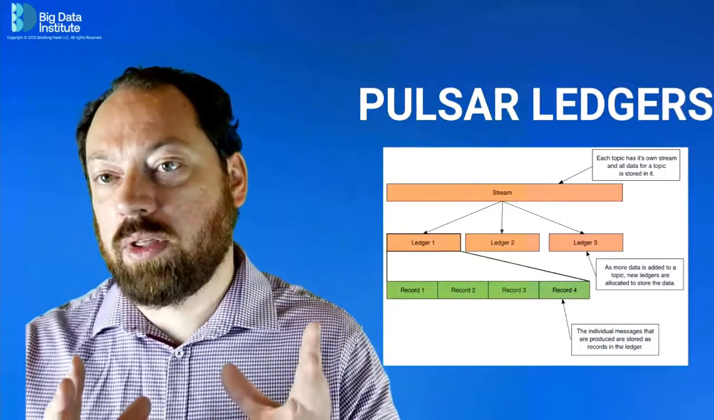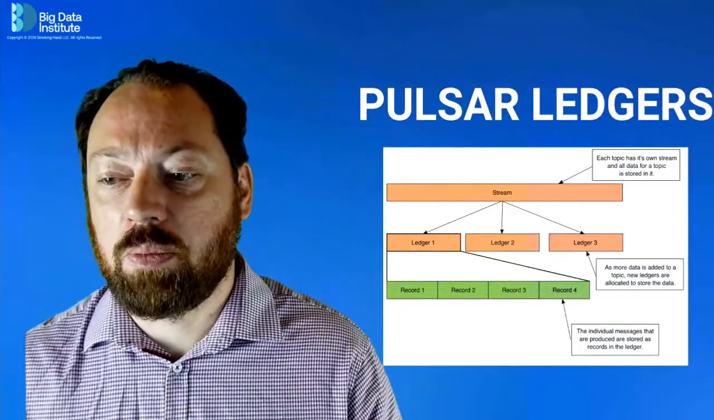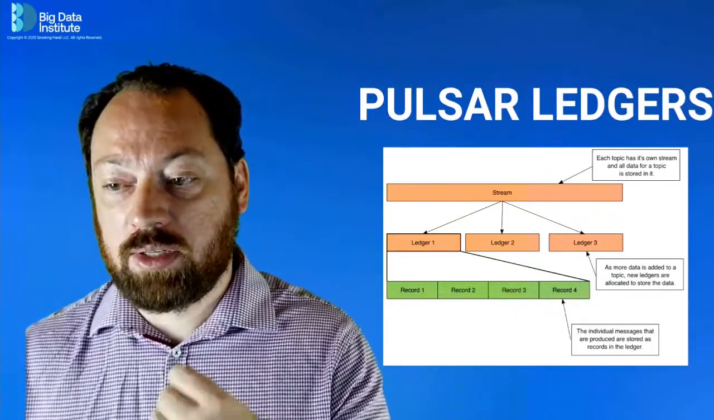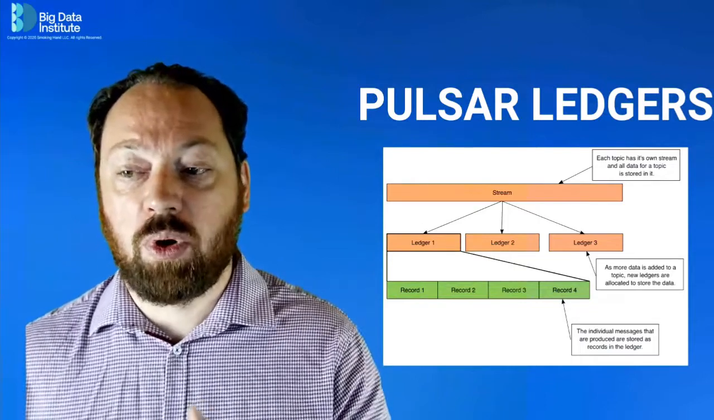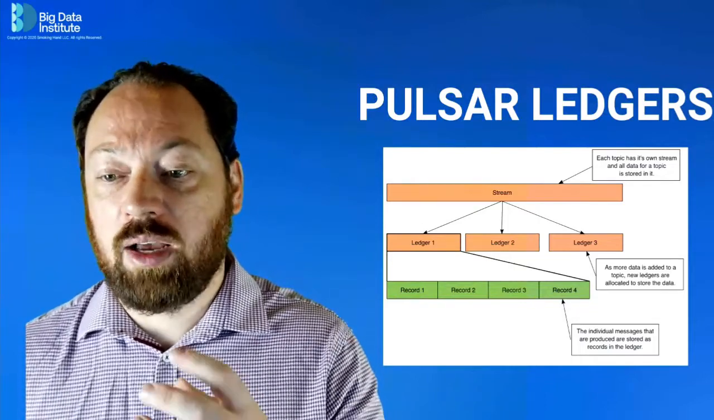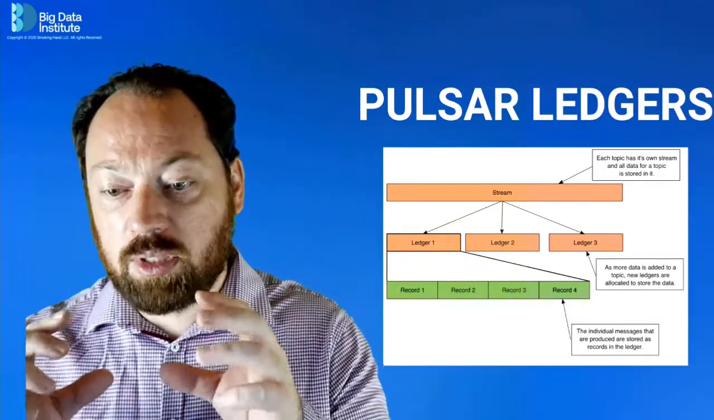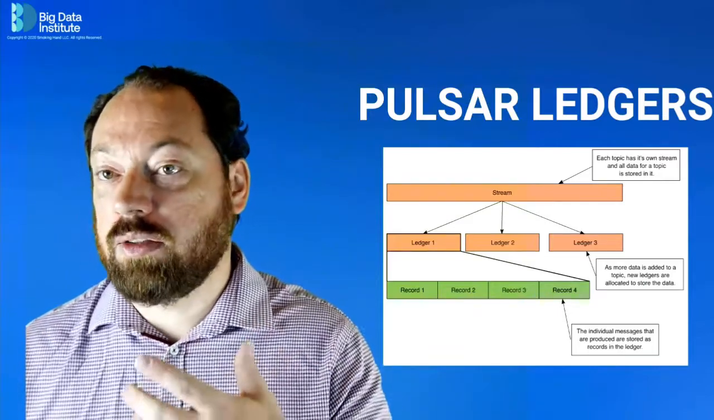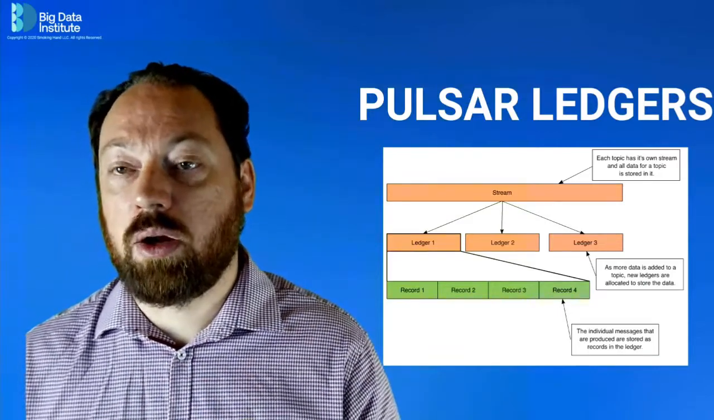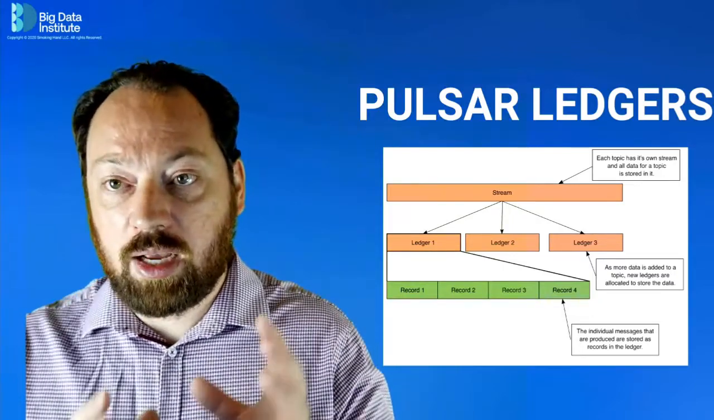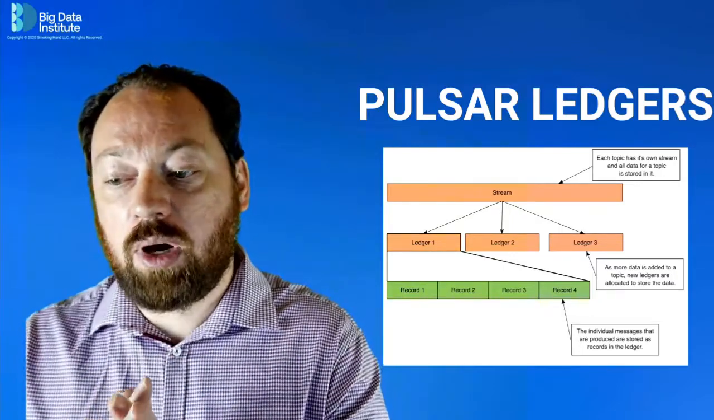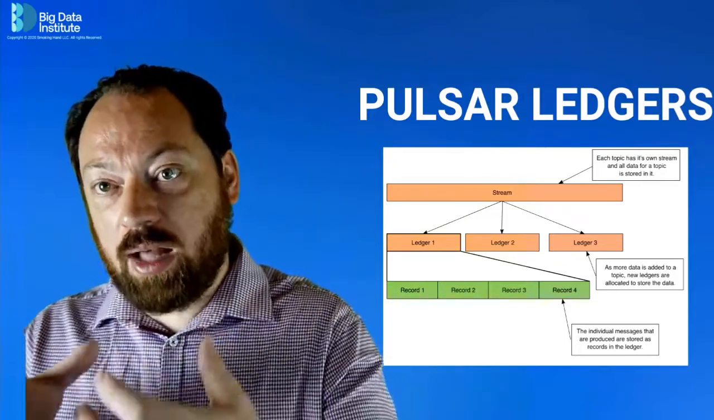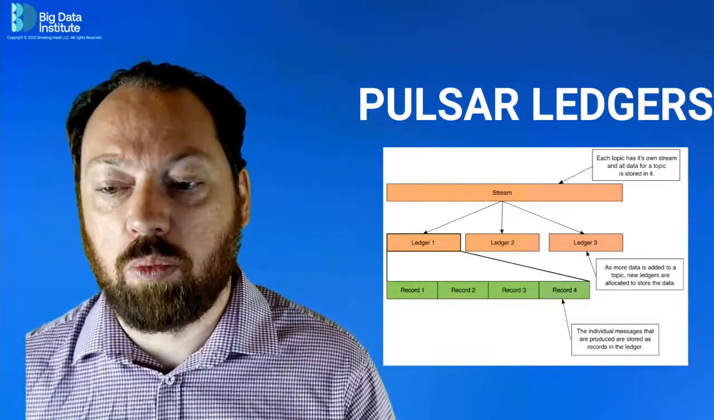In contrast with Kafka's partitions, we have ledgers in Pulsar. And these ledgers are how we store data. So we have these topics. Each one of those topics is broken up into its own streams. Then we have that stream broken up into ledgers. And then those ledgers are broken up into smaller pieces as records. So when we go to store data that's been produced, it is stored in one of those records within one of those ledgers. And then as we add more and more data, if we need to, we can allocate more ledgers. We just allocate more and more ledgers as we need to store more and more data.